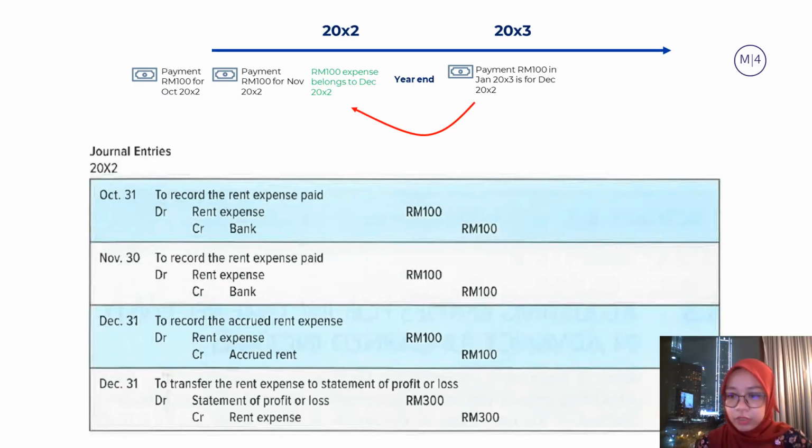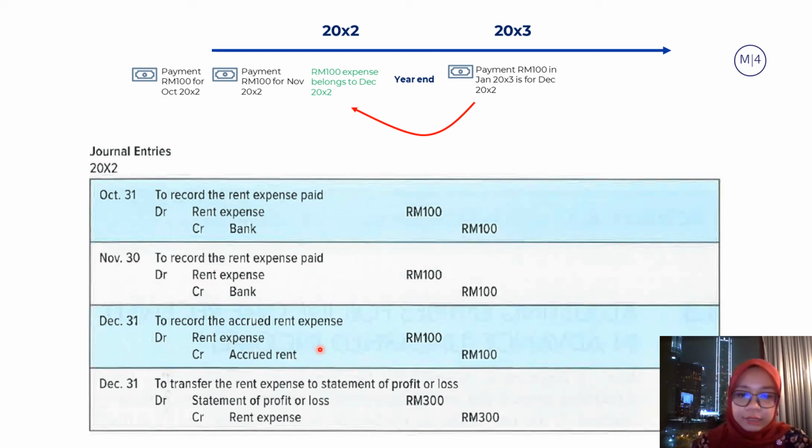As mentioned before, the three-step journal entries. First, we record any expenses that have been paid for the current year by debiting the expenses and crediting the bank. So we record the payment of October and November, and there's no payment in December. So we have to recognize the accrued rental expenses for December: debit rental expenses and credit accrued rent. This accrued rent will later be transferred to the statement of financial position as part of our current liabilities.